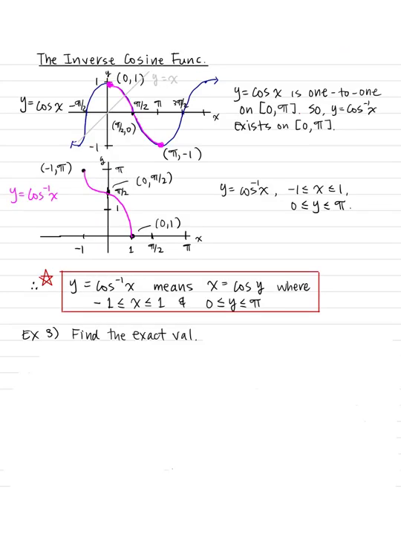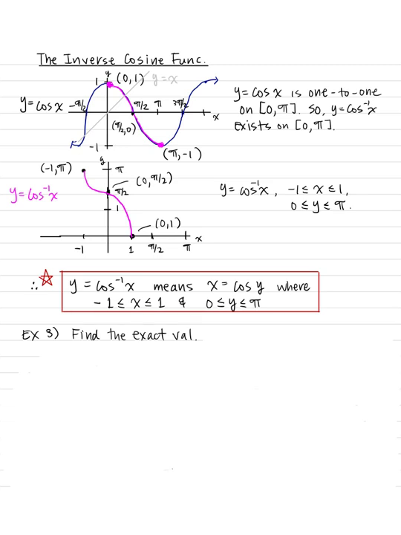Now the next topic is the inverse cosine function. We're basically going to do the same thing as what we just went over for the sine function. Please notice that y equals cosine of x is 1 to 1 on 0 to pi. So y equals cosine inverse of x only exists on 0 to pi. And the graph below is the graph of cosine inverse of x.